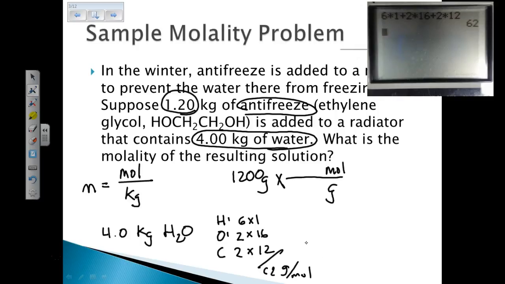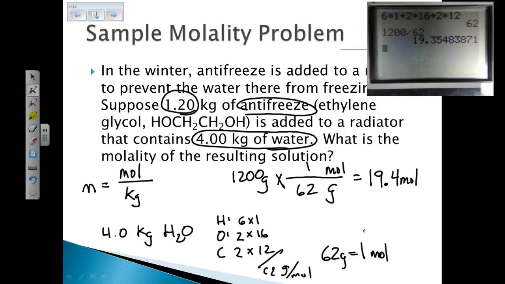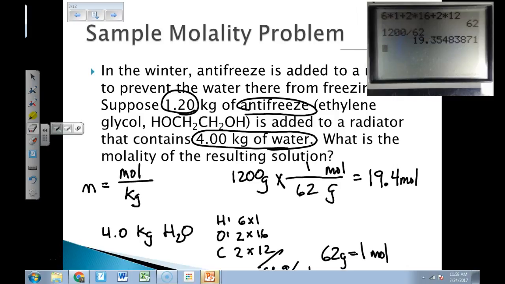Or if you're going to write this as a conversion factor, it's 62 grams equals 1 mole. Now what number goes with grams? 62 grams. What number goes with moles? 1. So when we're converting to moles, we do 1200, and then we divide by 62. We get an answer of 19.4 moles.